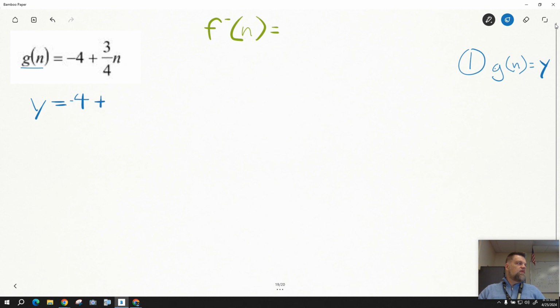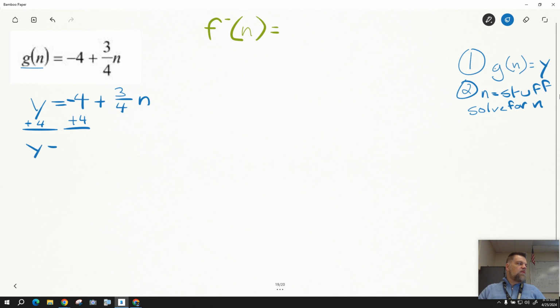Minus 4 plus 3 over 4. And I'll make that a little more prominent. Step 2. In this case, we're going to solve for n equals some stuff. So I like to say n equals some stuff, because that means in order to get n on one side of the equal sign and all the other stuff on the other side, I'm solving for n. I'm getting n by itself. So to do that, I'm going to add 4 to both sides.